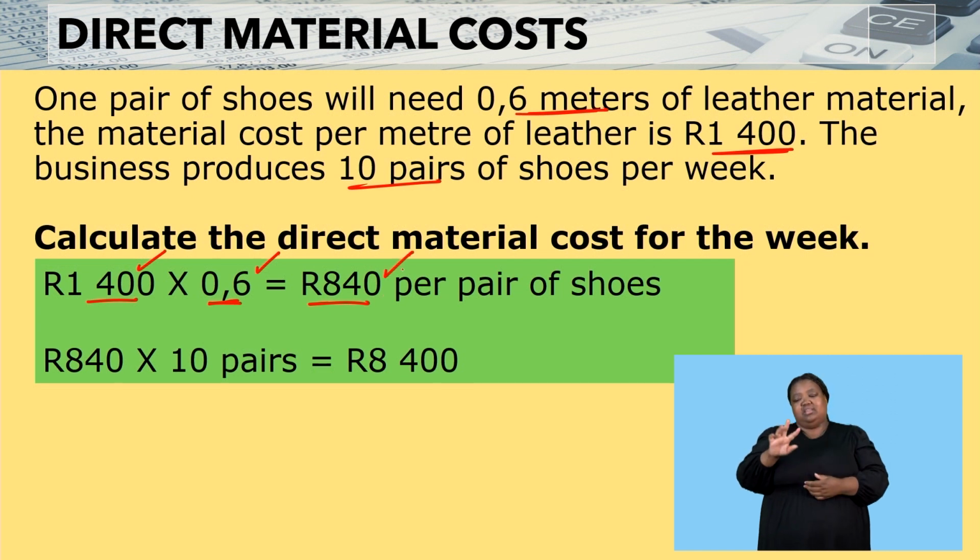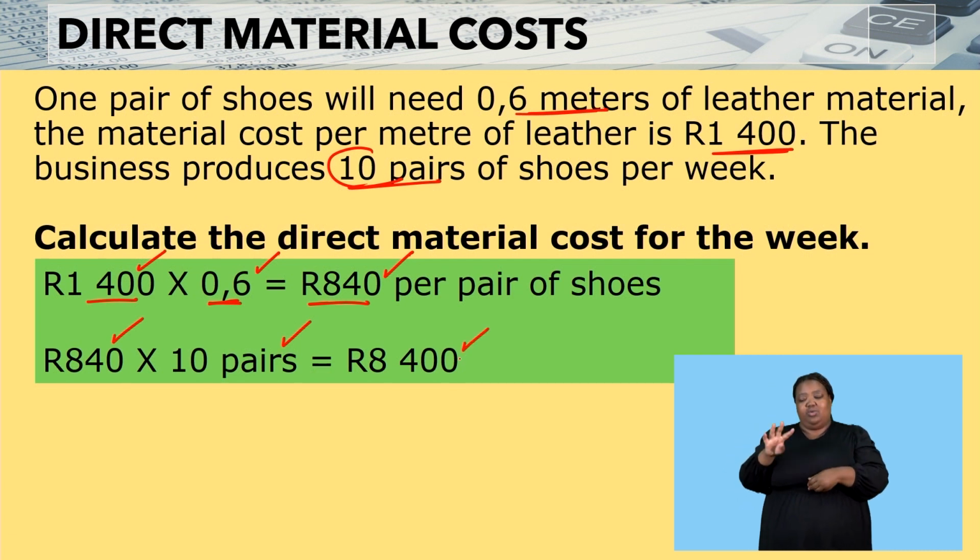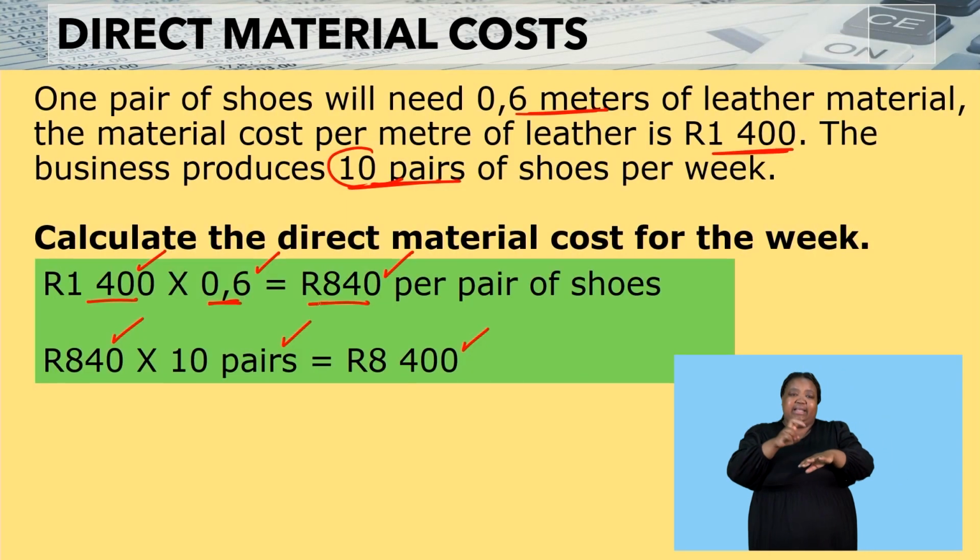If it costs us 840 per pair of shoes, and we are told that we are going to produce 10 pairs per week, how much is the material cost per week then? We then say 840 per pair times the number of pairs, 10 pairs. That gives us 8,400. That becomes the direct material cost for us to produce 10 pairs of shoes for the week. Very important that you understand the way we have calculated this figure. We started off with the material cost per meter. We don't need a meter, we only need 0.6. So it will be 840. Then we say the 840 times the number of pairs. Then we end up with 8,400 rands.